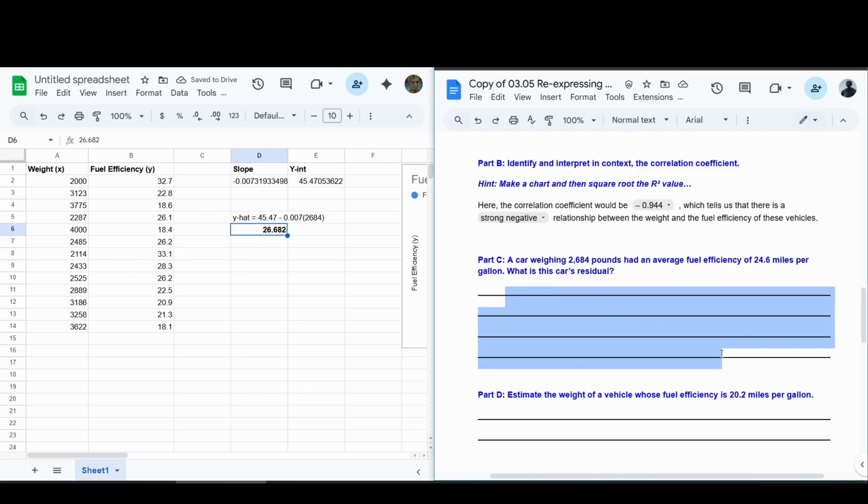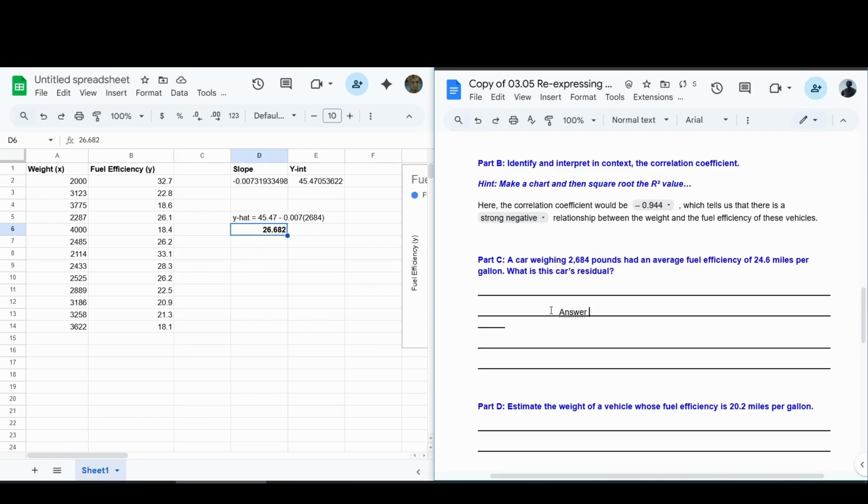Again, we're going to type pretty much everything that I just said and the answer into here. And again, answer this in your own words. All right, so don't just type out exactly what I said. Kind of put that into your own language, again, so that this doesn't get flagged for academic integrity. For the second part, so here it's saying, what is this car's residual? To calculate that, we are subtracting actual minus predicted. That's our formula for this, actual minus predicted.